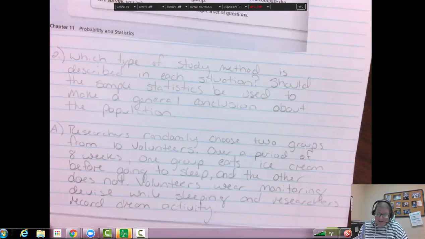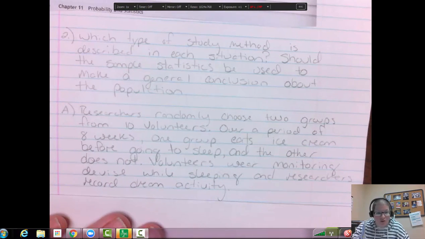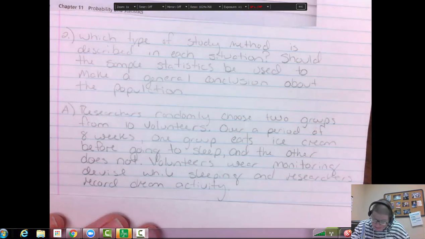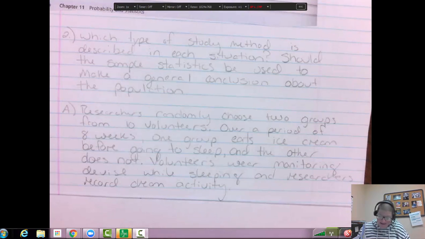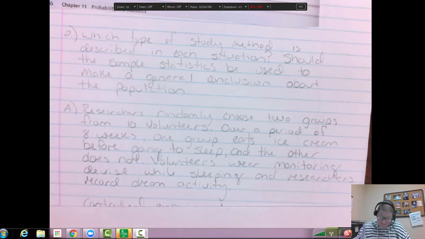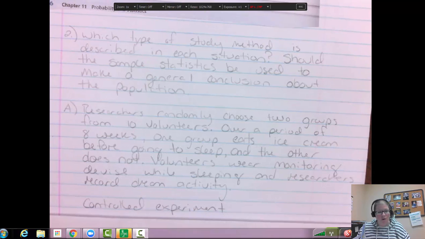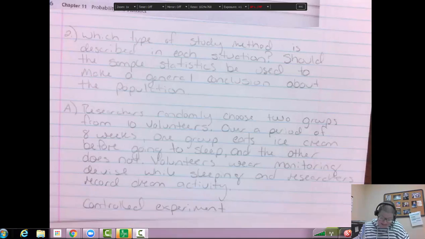Here's our first one. Researchers randomly choose two groups from 10 volunteers. Over a period of 8 weeks, one group eats ice cream before going to sleep, and the other does not. Volunteers wear monitoring devices while sleeping, and researchers record dream activity. We're trying to see if ice cream affects your dreams, right? What type of study method is this? It is controlled, right? Because we divided into people who ate ice cream and people who didn't.